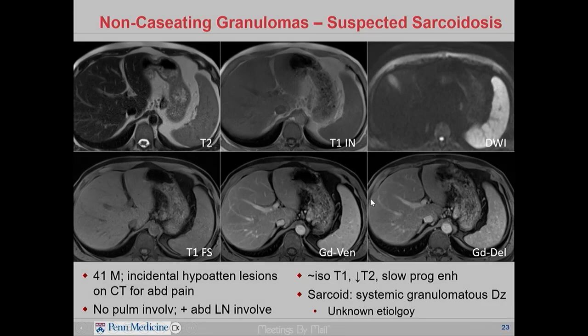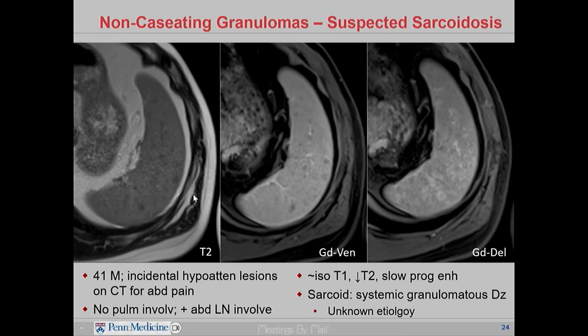This was a 41-year-old man who came in, had some incidental hypoattenuating lesions on a CT scan, and ended up getting this MRI for further evaluation of these splenic lesions. And you can see that there are these subtle, mildly low T2 signal lesions in the spleen. I just magnified this up in this patient.